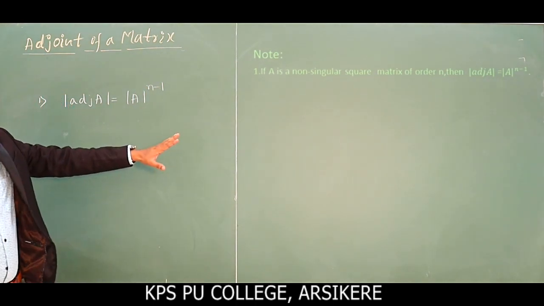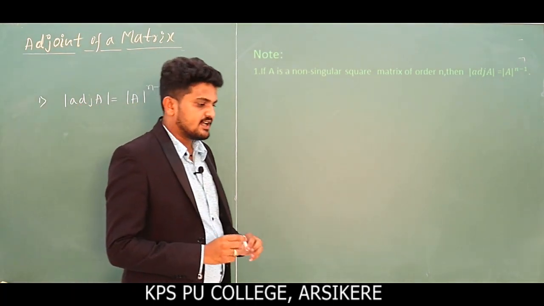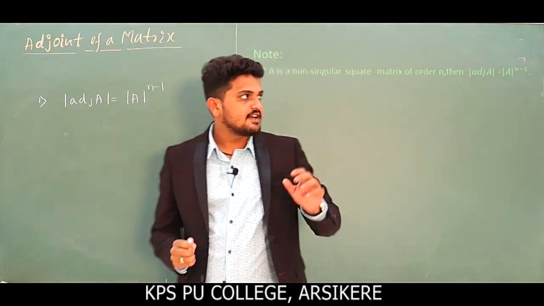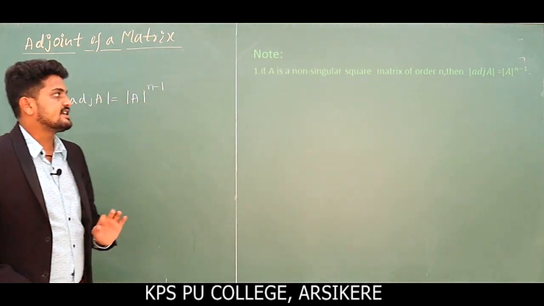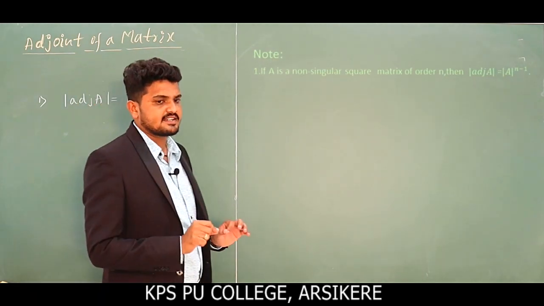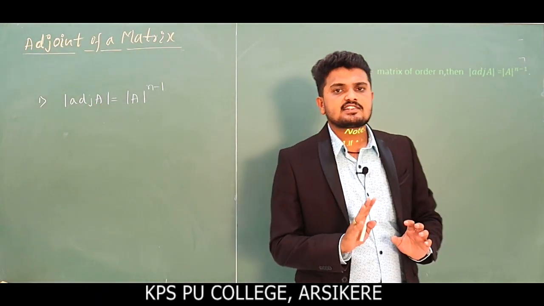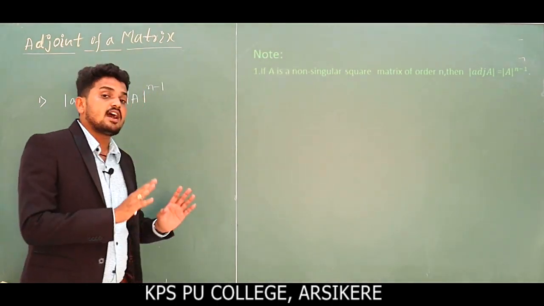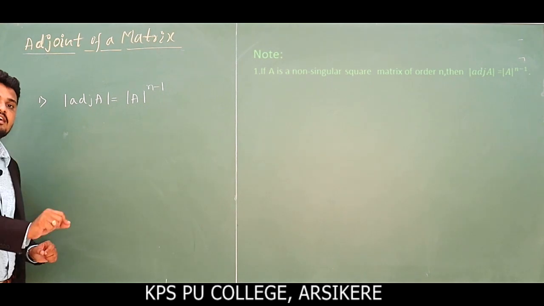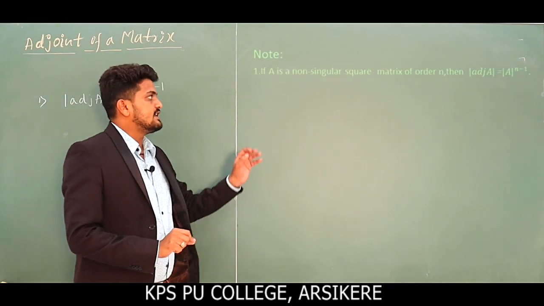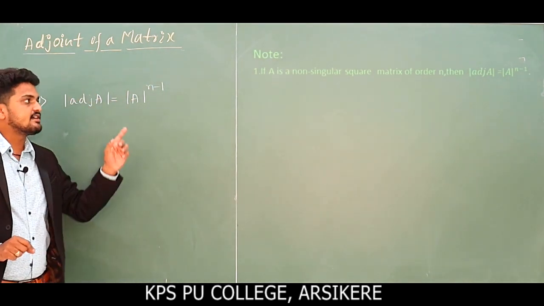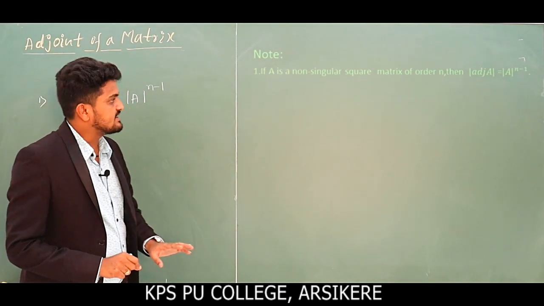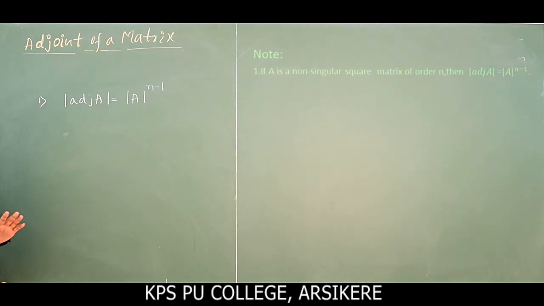These key points are very very important for your CET as well as JEE exam. In that first one, if A is a non-singular square matrix. What is a non-singular square matrix? A non-singular square matrix is nothing but determinant of the given matrix is not equal to 0. If the determinant of the given matrix is equal to 0, then we call it a singular matrix. So a non-singular matrix has determinant of A not equal to 0.